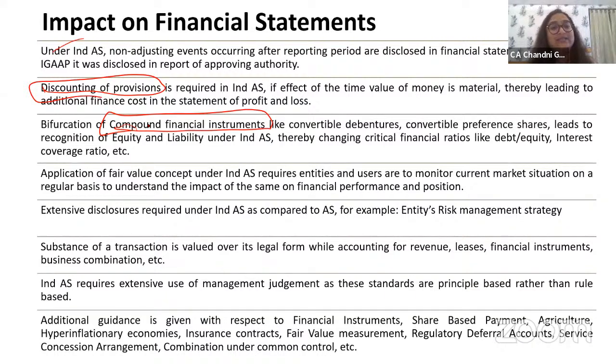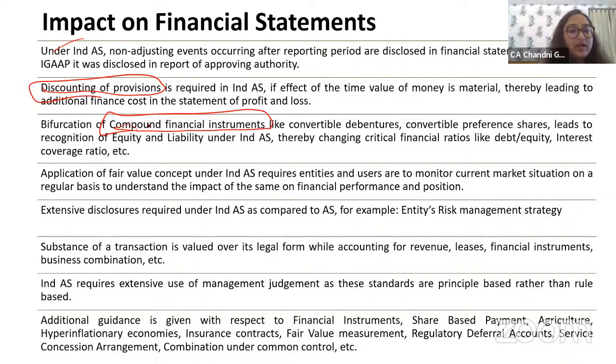So in Ind AS, a preference share can be a compound financial instrument, which means that it can be equity and a liability both, or it can be completely a liability, or it can be completely equity. So there is a whole concept behind how you evaluate whether a preference share is a compound financial instrument, or just an equity, or just a financial liability, right? Just to give an overview, this is an impact of the introduction of Ind AS, that some part of equity has been moved to liability.